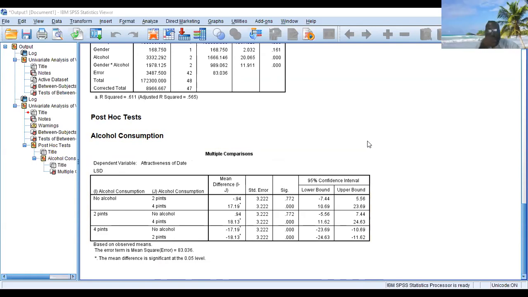Can you see the contrast now, the way we do it? If you look at the first one, can you see? No alcohol compared with 2 pint and 4 pint. Because these 2 pint and 4 pint are together in one, it's as if it's doing two tests.